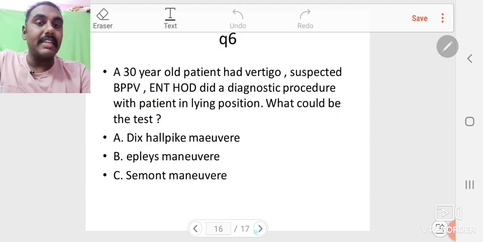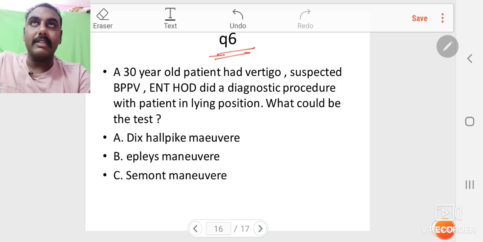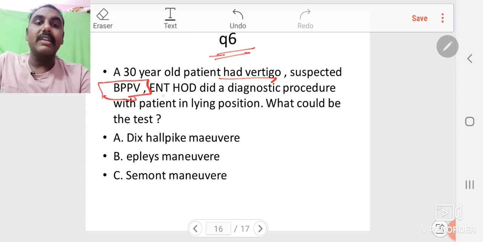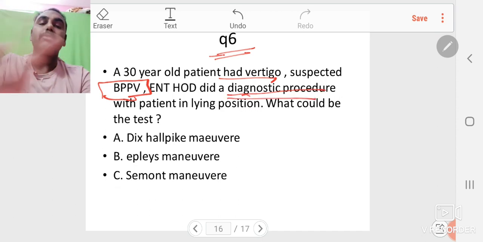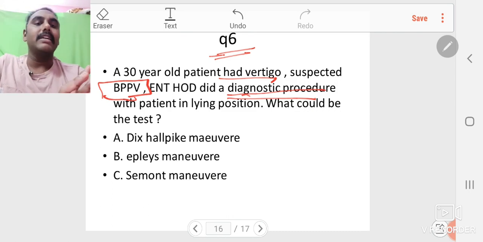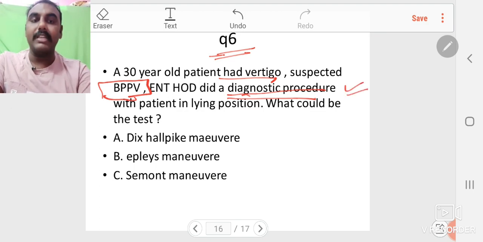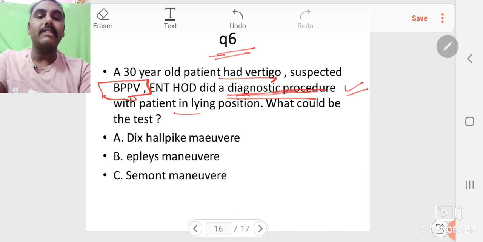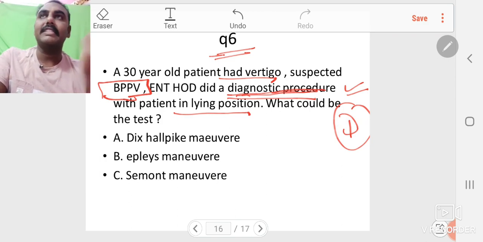Okay. So, coming on to the next MCQ, which is an easy and repeated MCQ. A 30-year-old patient had vertigo, and the patient was suspected of BPPV. The ENT HOD came and did a diagnostic procedure with the patient in lying position. What could be the test?